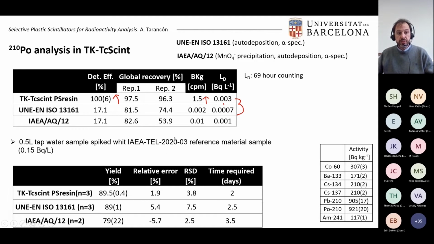We analyzed a reference material with the three methods, and we obtained comparable results in terms of relative error and relative standard deviation, with lower time of analysis, thanks to the fact that we do not require source preparation for alpha spectrometry. So we have an improvement in the time of analysis. So these are the results obtained for the plastic scintillation resin.